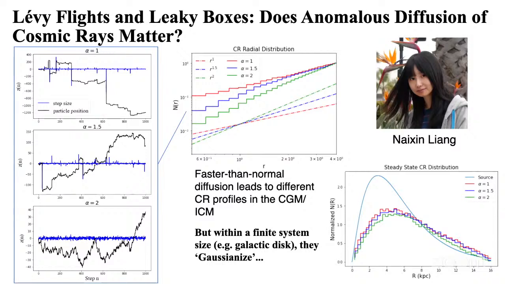Here, Naising Liang looked at this with a Monte Carlo code. And you can see regular diffusion, the step sizes are small, right? They're drawn from a Gaussian distribution. But if you have super diffusion, for instance, there's a power law tail, which means that most of your transport is dominated by very large jumps. So this could potentially change how cosmic rays propagate. But I think one thing that we realized is that in a finite system, they escape. And eventually, this reverts to regular diffusion.